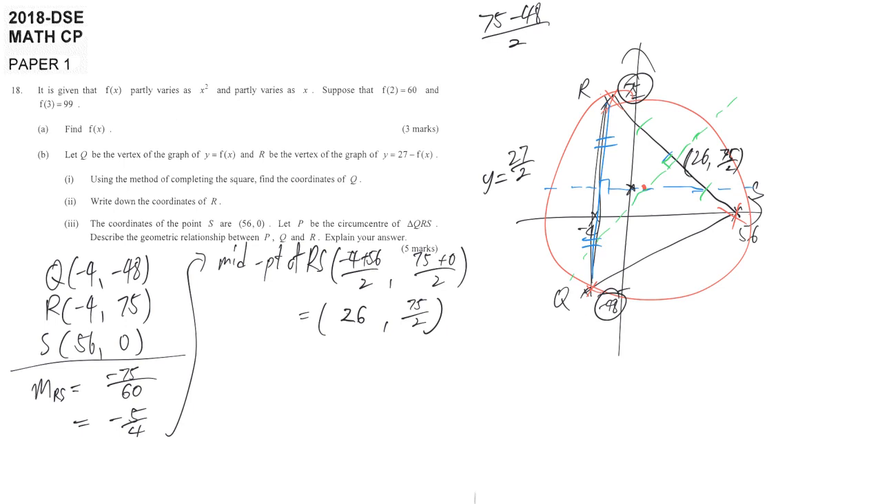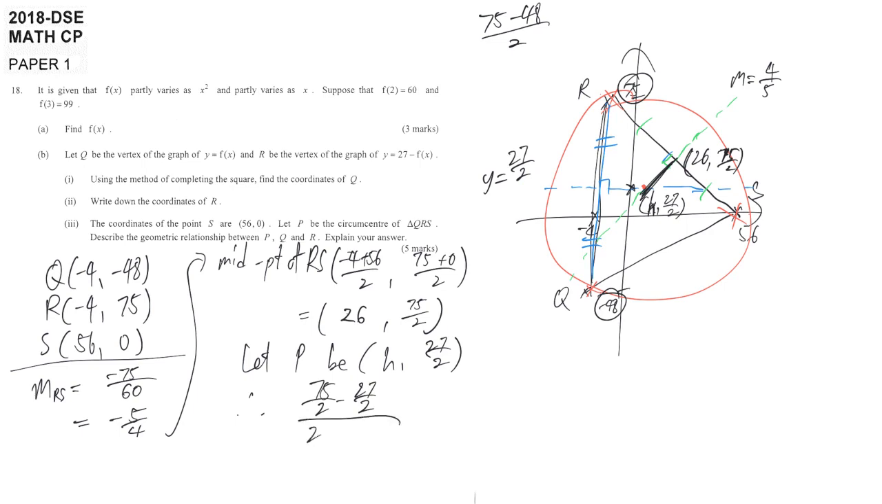So after that, you may try to find the equation, or you may just use the fact that the slope of this perpendicular bisector is equal to 4/5. So I let point P be (x, 27/2), or we better use h. So let P be (h, 27/2), because we know the y coordinate must be 27/2. Therefore, (75/2 minus 27/2), the y difference, divided by (26 minus h) is equal to 4/5.